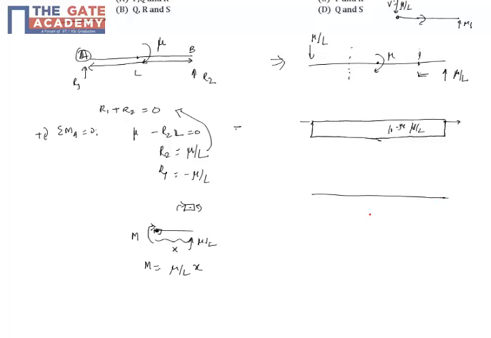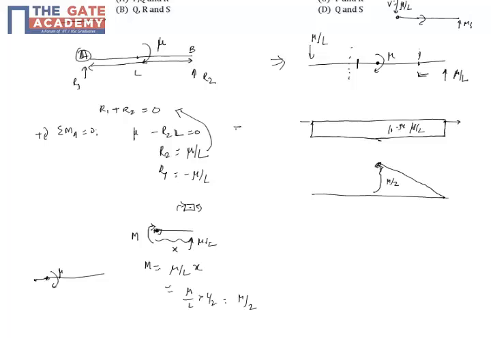So mu by L into X. When X is 0, you are starting from the right side, the bending moment is 0, and it increases till you reach the couple point. So at that point the bending moment is mu by 2, because mu by L into L by 2 at the mid of the span, just to the right side of the couple. Now if I take a section just to the left of the couple.